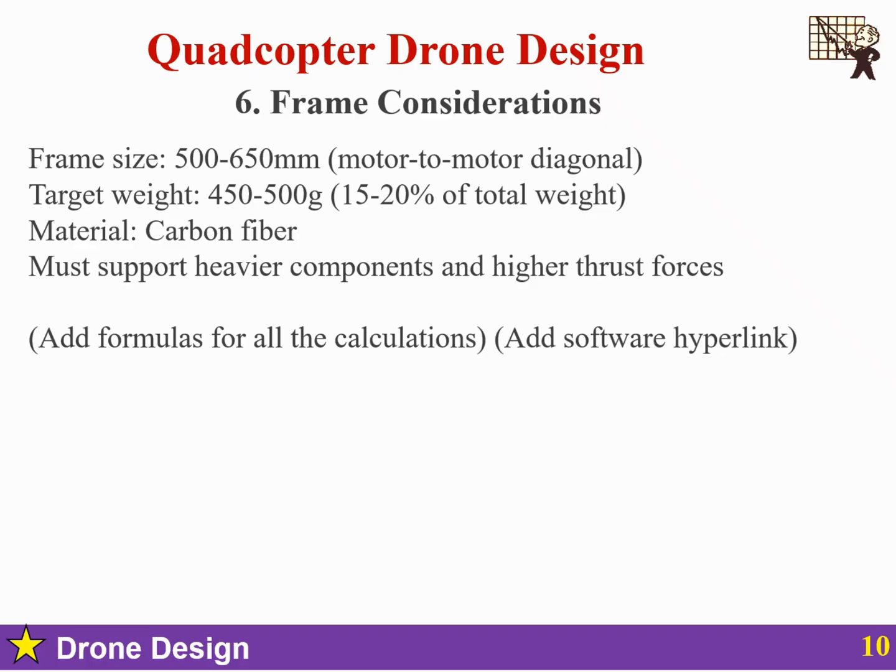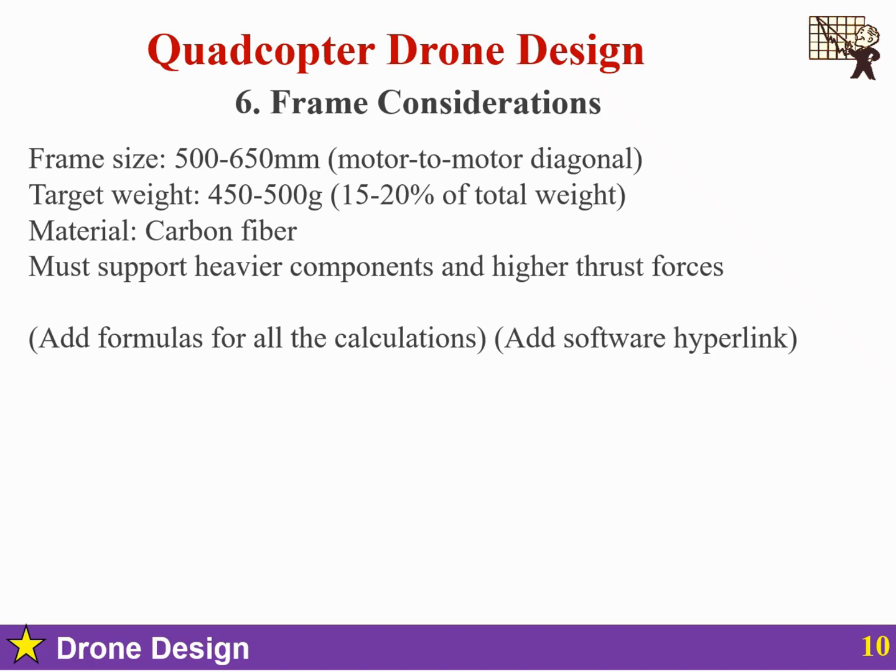Frame design principles change significantly as we scale to 3 kg systems. This isn't just about making everything proportionally larger. Structural engineering principles come into the picture. Frame size must accommodate 12 to 15" propellers, requiring a motor-to-motor diagonal of 500 to 650 mm. This represents a significant size increase from the 300 to 350 mm frame used in a 1 kg drone. Target weight is 450 to 500 grams, maintaining a 15 to 20% of total weight allocation. However, achieving this weight while providing adequate strength requires sophisticated engineering.